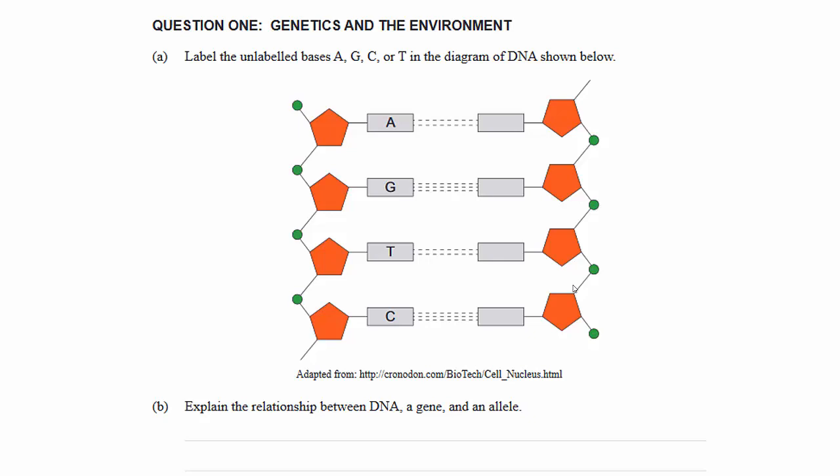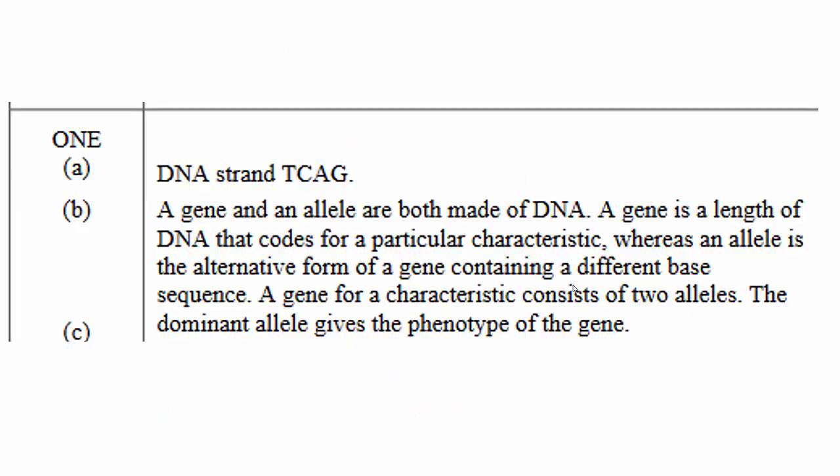Okay, so let's go over the answers. Hopefully you got the A and T joined together, G and C, T and A, and C and G. 1B asks you to explain the relationship between DNA, a gene, and an allele. So hopefully you got an answer close to this.